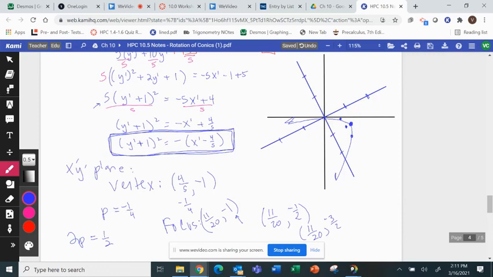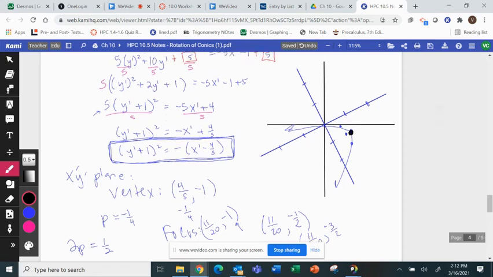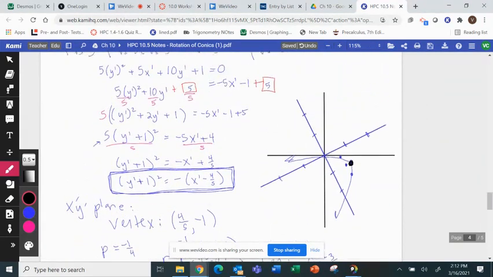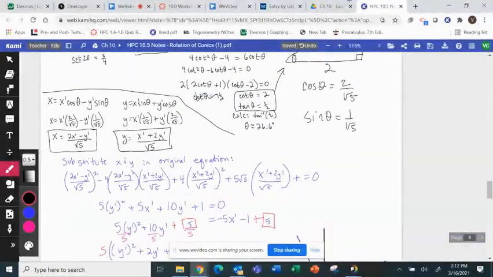I could also find x or y intercepts if I want to really make it accurate, all that stuff that we learned. Let's just find the vertex in the regular xy plane. What am I going to use to find the vertex? The original x and y conversion.